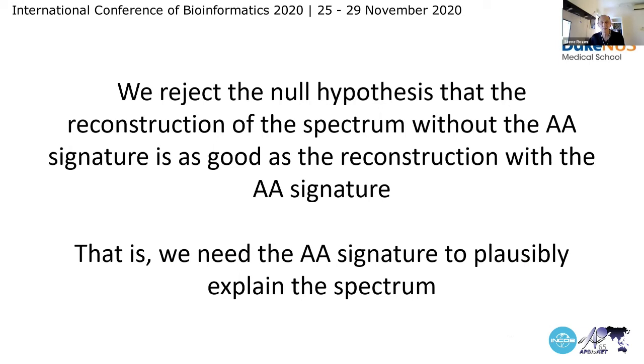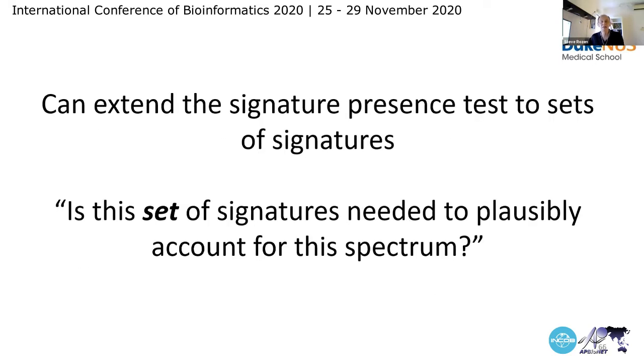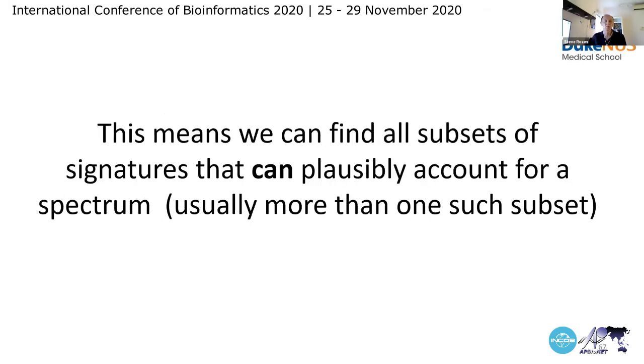So here we reject the null hypothesis that the reconstruction of the spectrum without AA is as good as the reconstruction with the AA signature. To put it more easily, we found that we need the AA signature to plausibly explain the spectrum. Okay, and we can extend this signature presence test to sets of signatures, and ask the question, is this set of signatures needed to plausibly account for this spectrum? This means we can find all subsets of signatures that can plausibly account for a spectrum, right? So we subtract out the ones that aren't needed, and that's the ones that are needed.